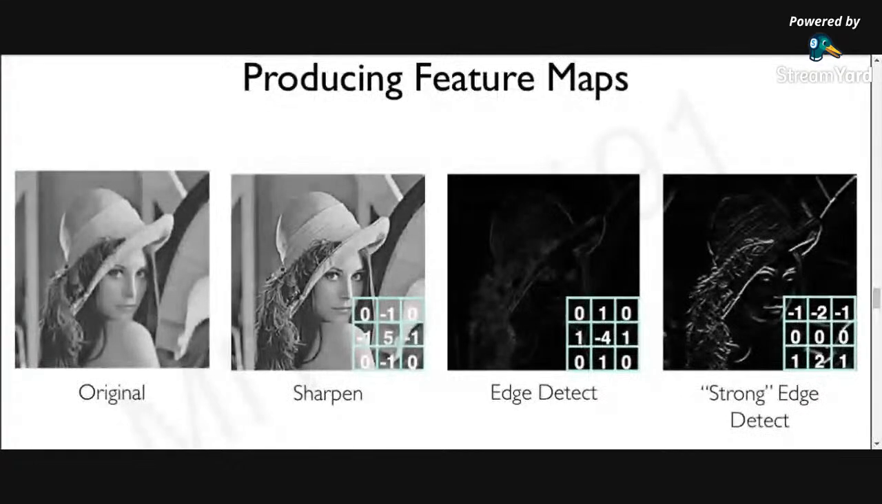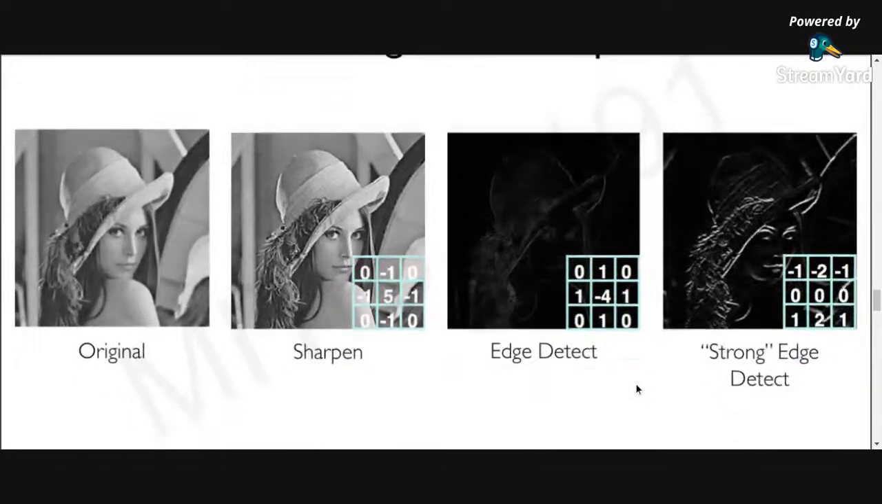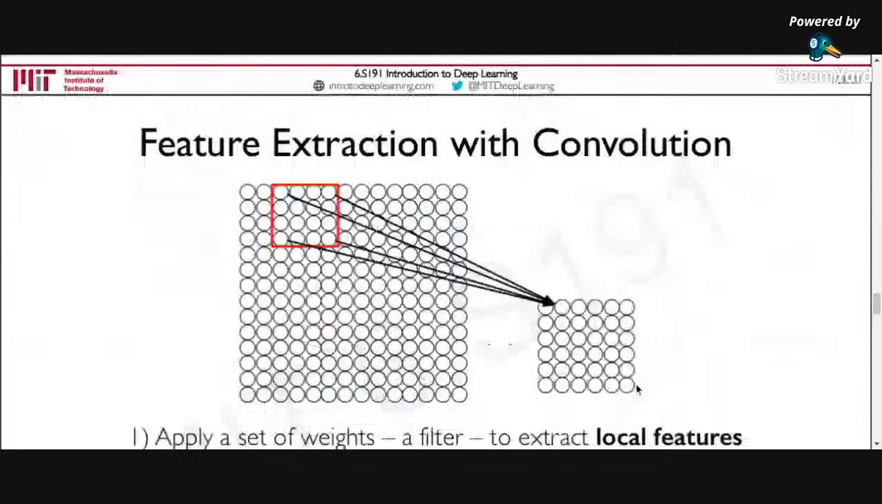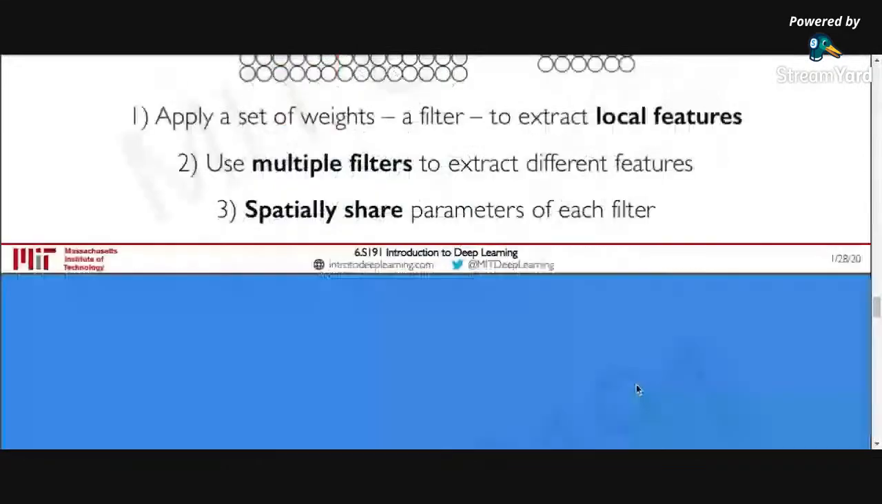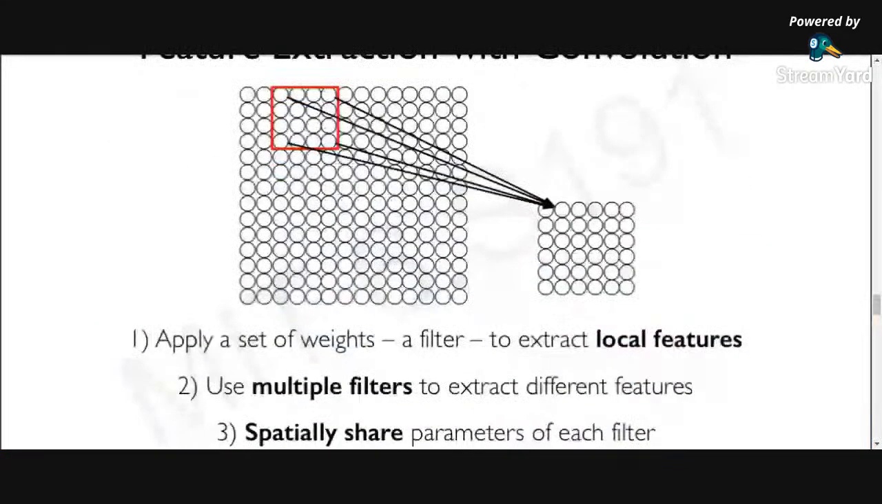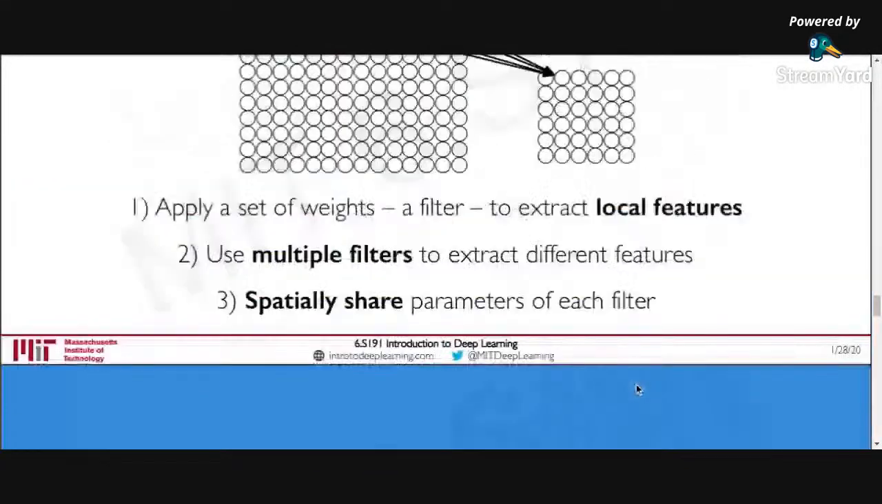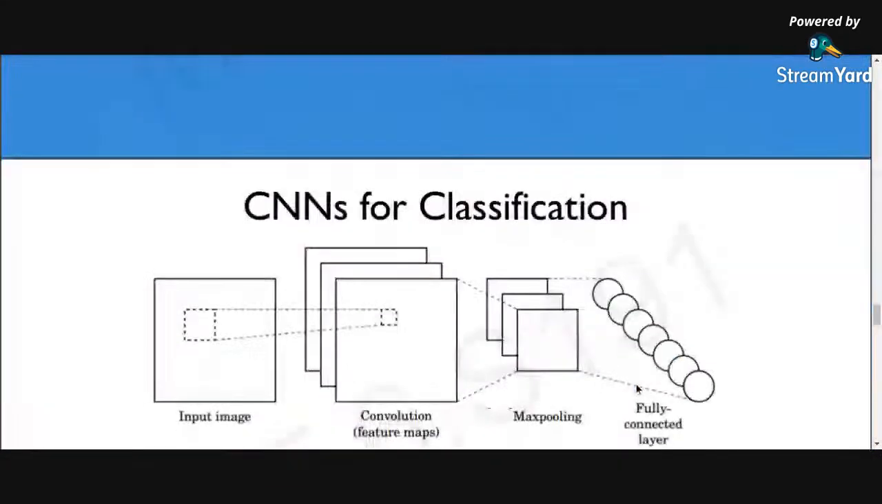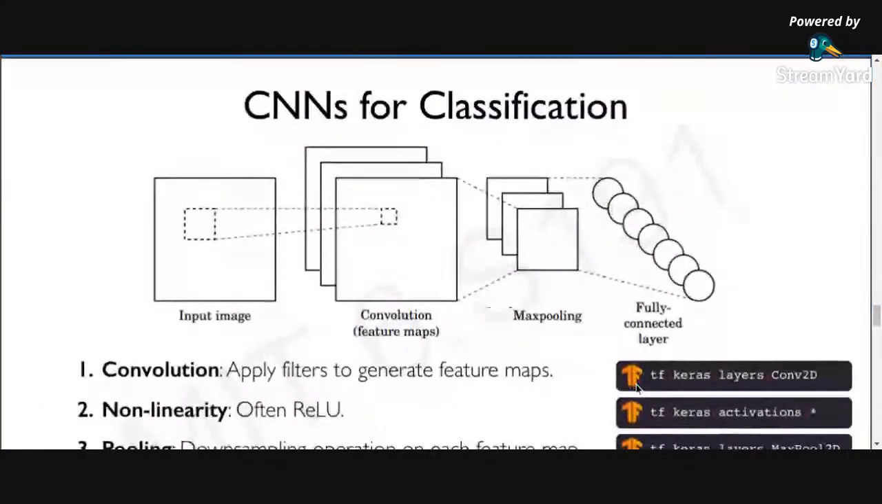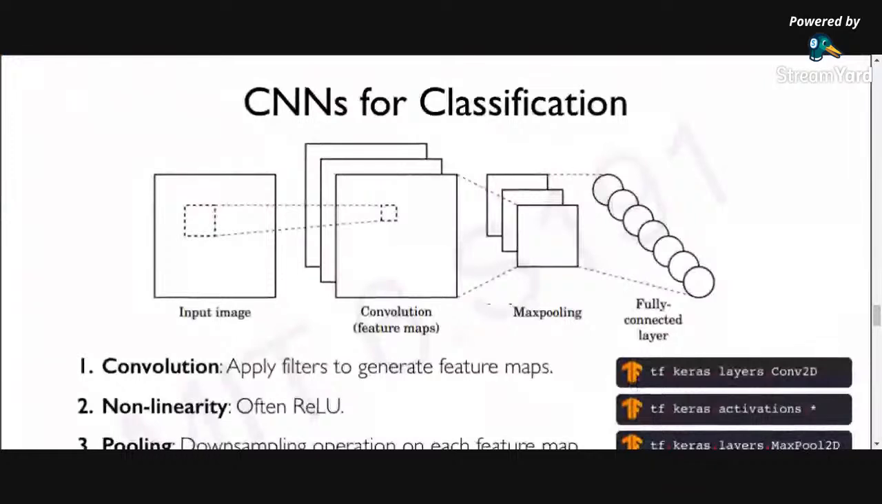So here you can see different numbers mean different things. Sharpen, edge detect, and a very strong edge detect have different numbers pointing out to the computer. So that's how features are extracted from an image. It's a very nice representation of the CNN and the convolution happening for classification.